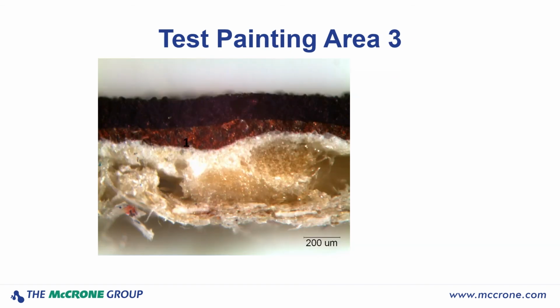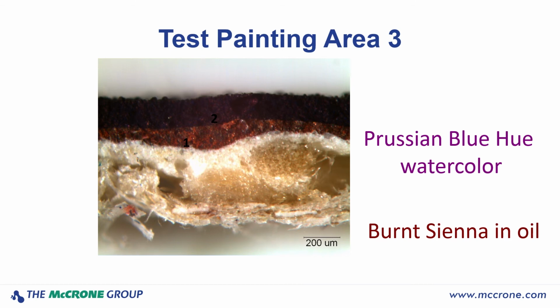Painting area 3 also had a few different layers. Burnt sienna was mixed with oil. Prussian blue hue watercolor was also applied, as was a top layer of indigo and linseed oil.